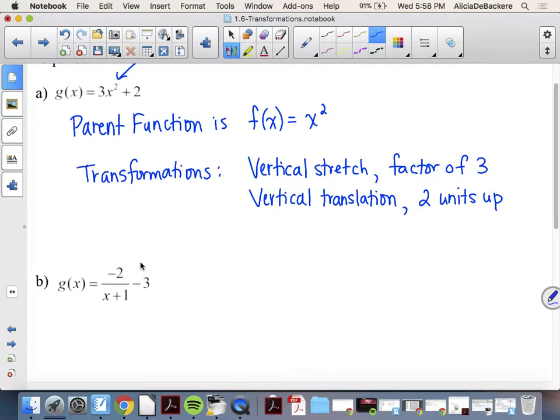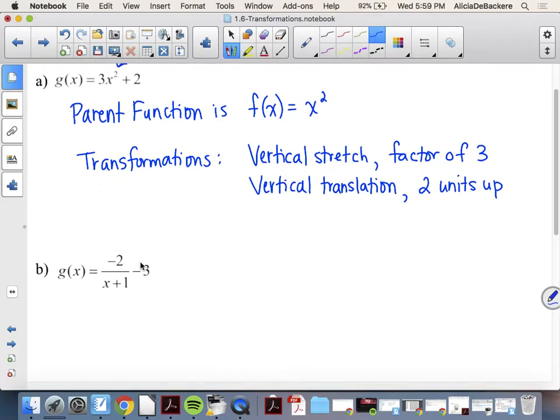Moving on to the second equation, we need to identify our parent function. So again, I'm looking at what's going on with the x, and I notice that the x is in the denominator this time, and that reminds me of my reciprocal function. So I know that my parent function is 1 over x. Next, I'm going to state the transformations.